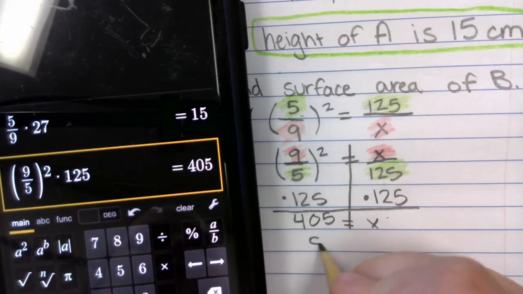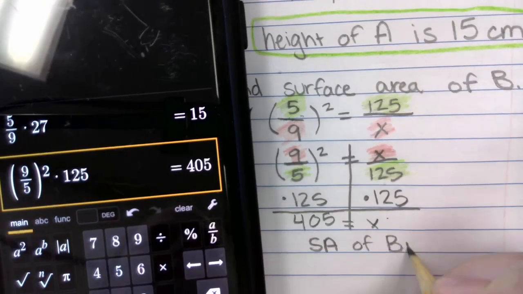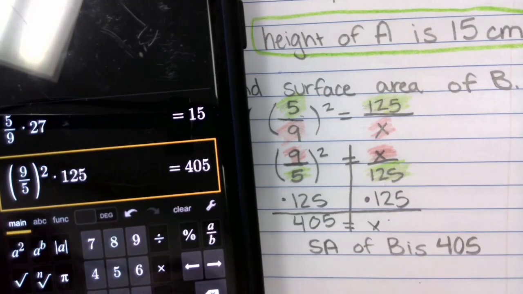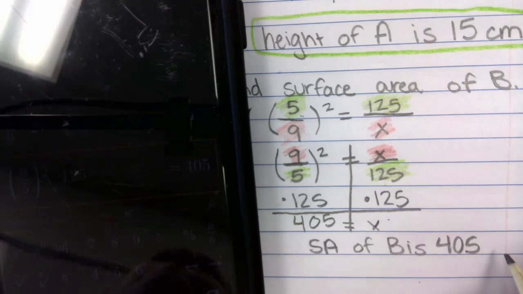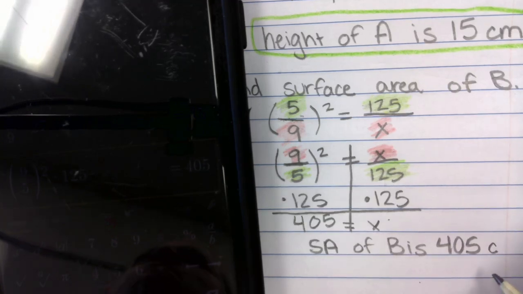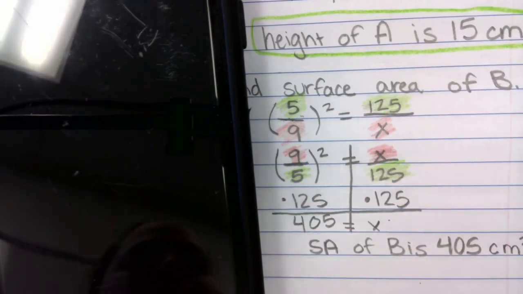So again, the surface area of B is 405 centimeters, square centimeters, or cubic centimeters? How do we measure surface area? Square, yep. Areas with square centimeters.